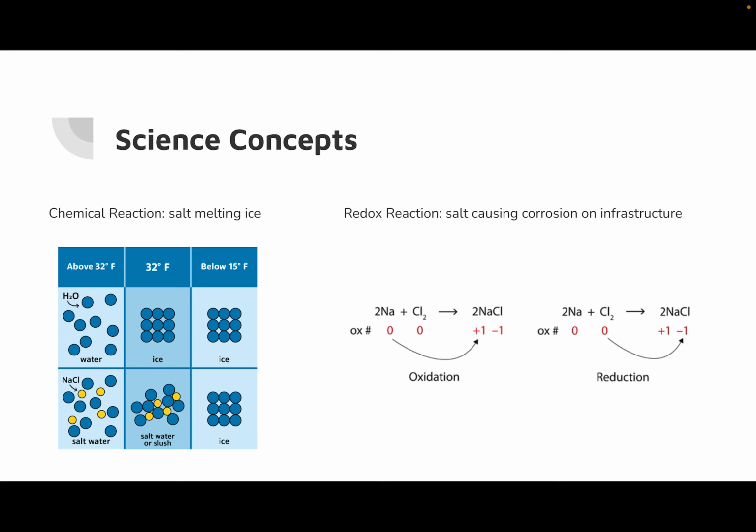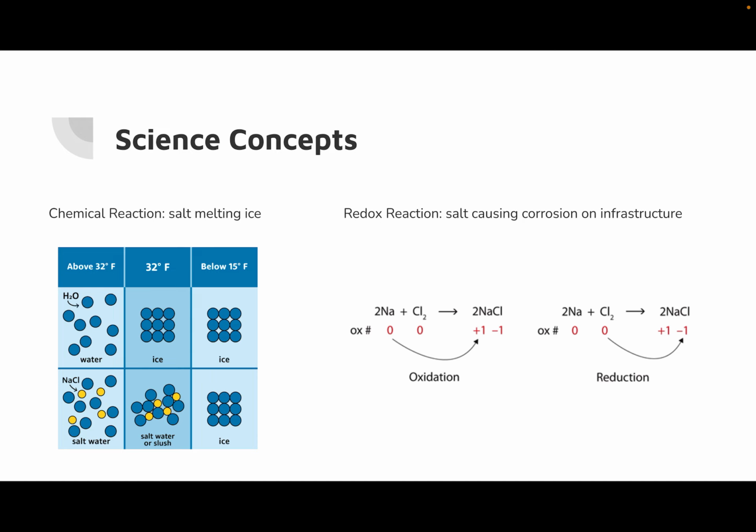And then the next concept I have is a redox reaction and how salt causes corrosion on infrastructure. So the chloride ions in salt cause corrosion on infrastructure by acting as an electrolyte, which speeds up the rusting process on metal by disrupting the protective oxide layer. When the salt dissolves in water, it creates a conductive solution where the sodium and chloride ions facilitate the transfer of electrons, causing the corrosion reactions on metal.